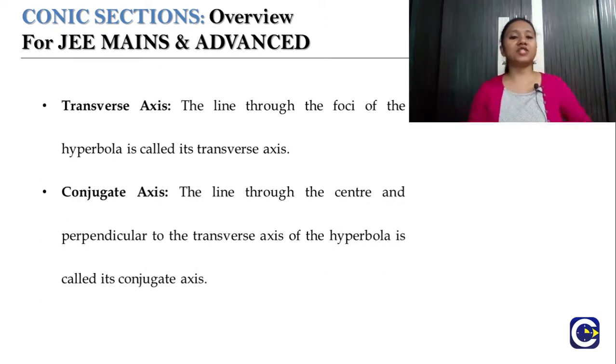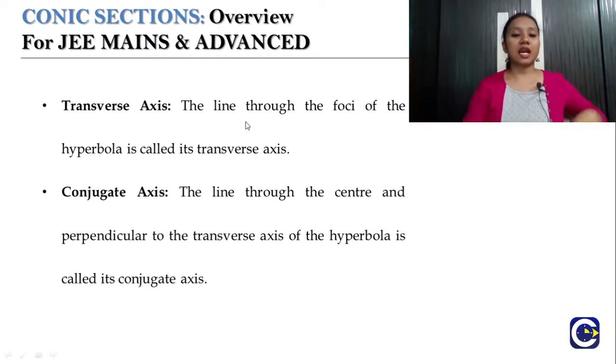So as we have seen in our ellipse too, we actually have two axes. Like we have seen different types of standard equations of ellipse. In the same way here in our hyperbola, we actually have two different axes. The first one is the transverse axis and the next one is the conjugate axis.